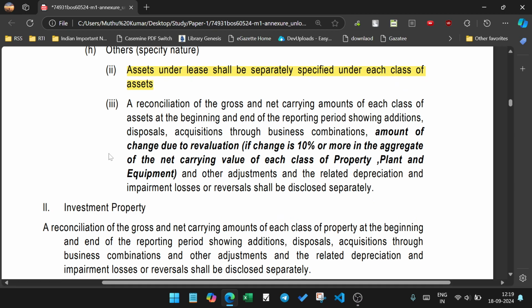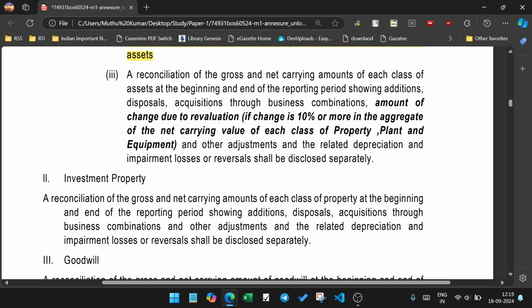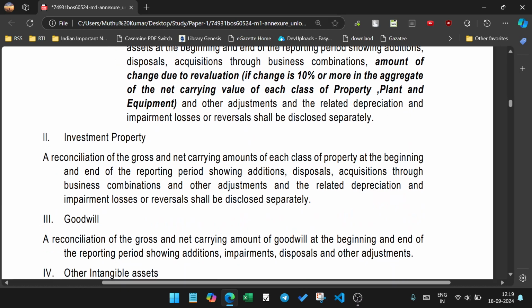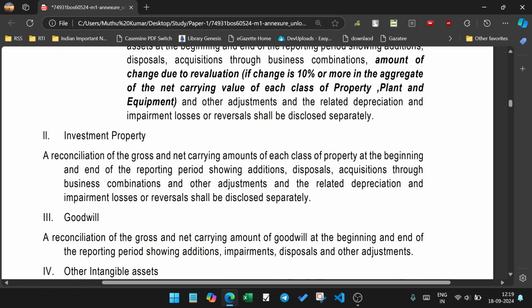A reconciliation of the gross and net carrying amount of each class of assets at the beginning and end of the reporting period shows additions, disposals, acquisitions through business combinations, and the amount of change due to revaluation. If the change is 10% or more in aggregate of the net carrying value of each class of property, plant and equipment, the adjustment and the relevant depreciation, impairment losses, and reversals shall be disclosed separately.